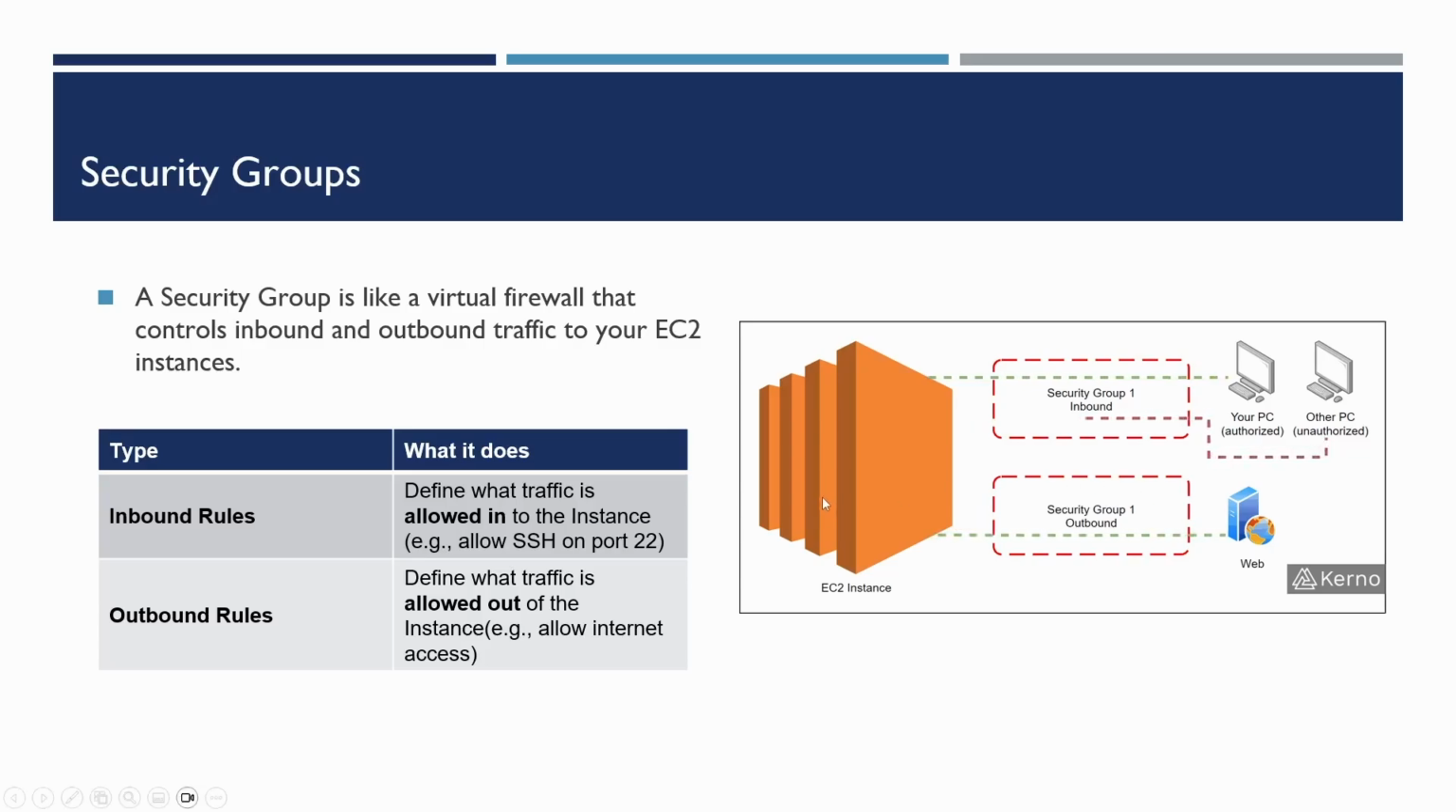Inbound is whatever traffic is allowed into the instance, that is, anything coming from outside the network to the instance. Outbound is something which goes from the instance to the outside world. So both these rules together form the security group.